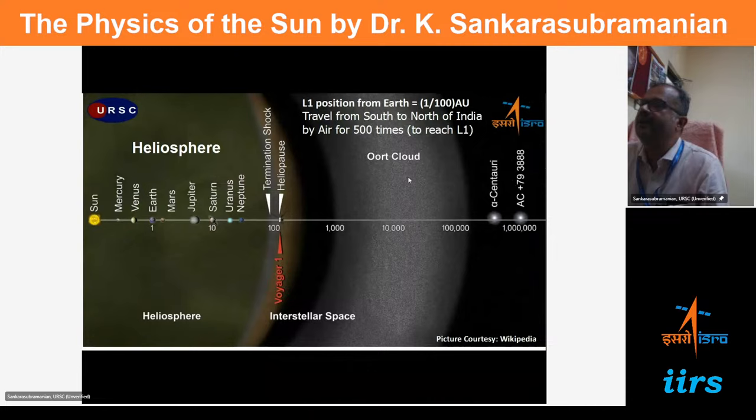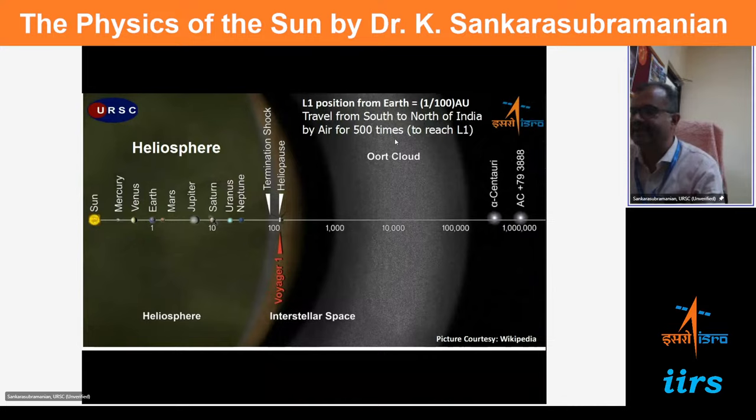And again, the distances are marked from Earth. L1 is the Lagrangian 1 point. I will talk more about the L1 position when I talk about Aditya. The distance of L1 is very close to the Earth, a hundredth of an AU from the Earth. And you can reach L1 if you travel between the south and north of India 500 times, you'll reach the distance of L1.